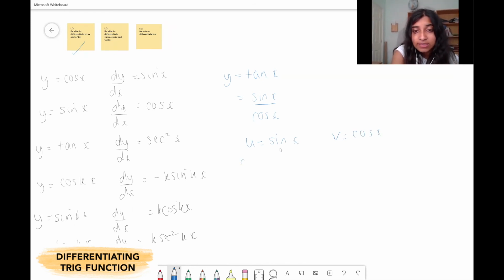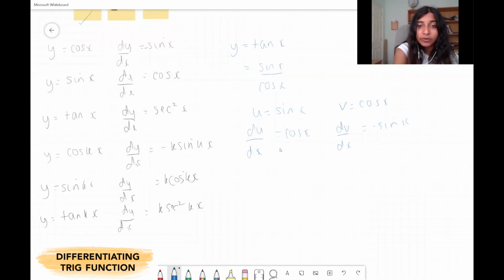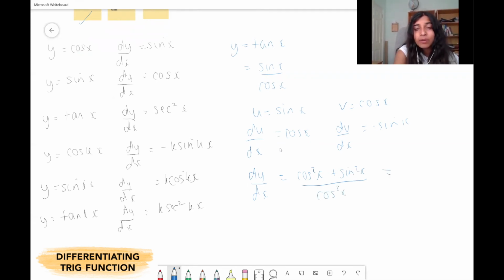Then you can just do du over dx, that's just equal to cos x. And you have your dv over dx, that would just be equal to minus sine x. And then if you would do dy over dx, if you remember the quotient rule, that would just be equal to cos squared x minus minus sine squared x, so plus sine squared x, over this v squared, so that's just over cos squared x. Then if you remember the identity for cos squared x plus sine squared x, that's just equal to 1 over cos squared x.